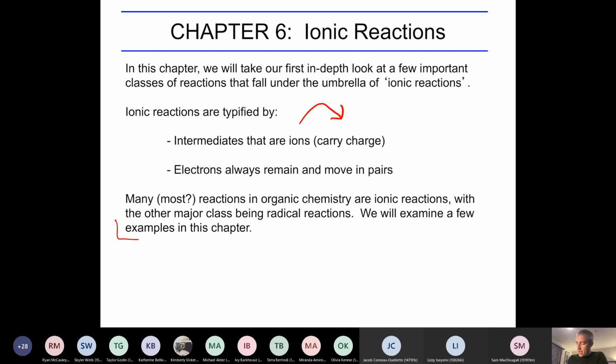There's another type of reaction that is not ionic, called radical reactions, and this is a chapter that we usually do towards the end of the course. At this point, I'm not going to promise we will do them, but it will be towards the end. We'll try to squeeze it in. Radical reactions are cool too.